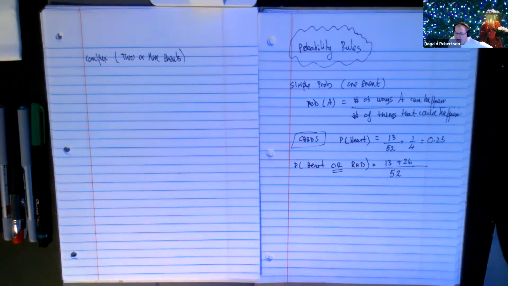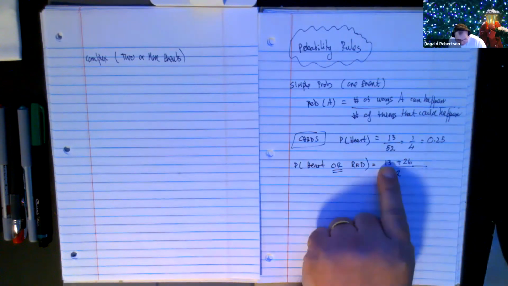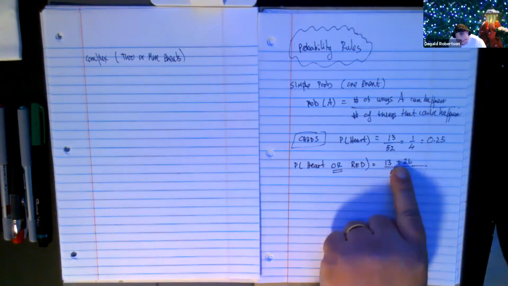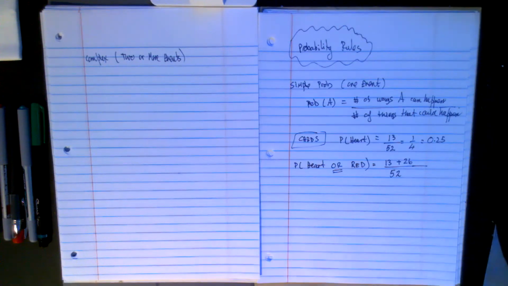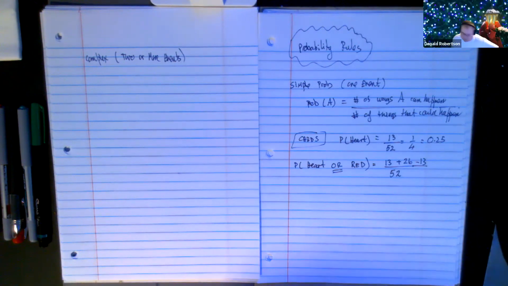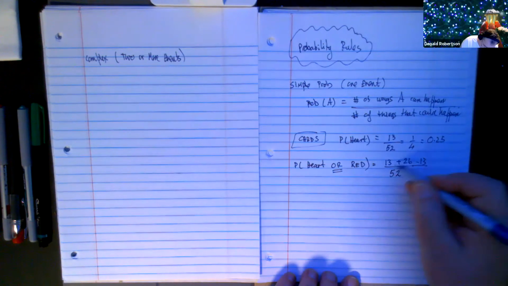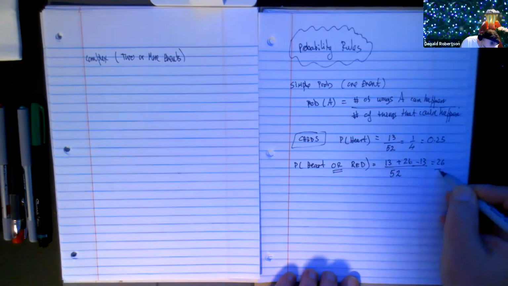Because there's something else here, isn't there? Aren't there some cards I've counted twice? Right? I've double dipped. So 13 hearts plus 26 red. Who have I double dipped? Have you double dipped the hearts? All of them. Agreed. So in this case, 13 out of 26 take away 13. The answer is 26 out of 52.